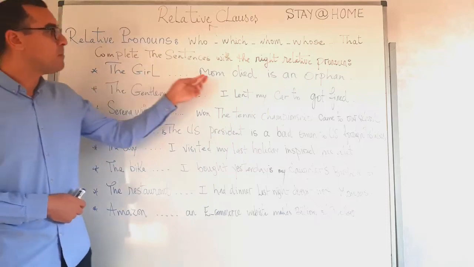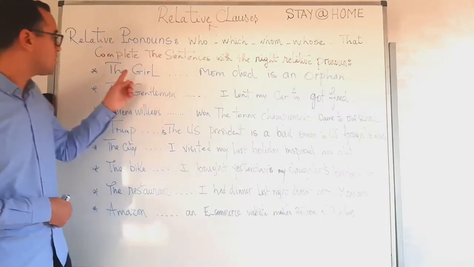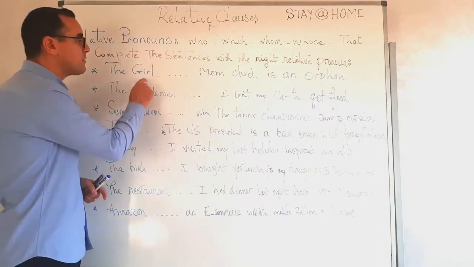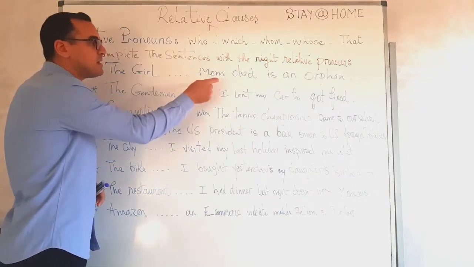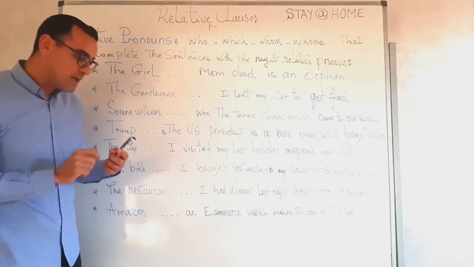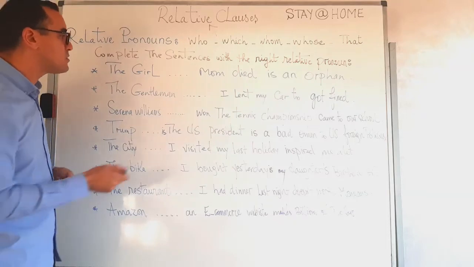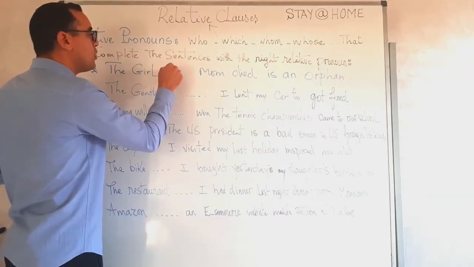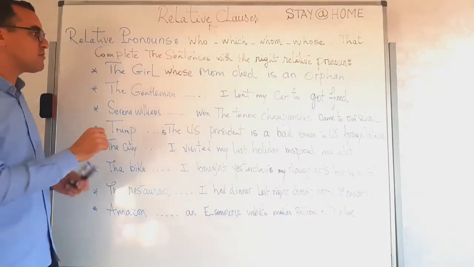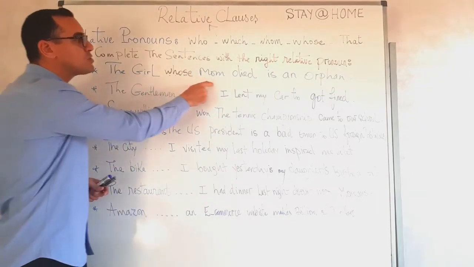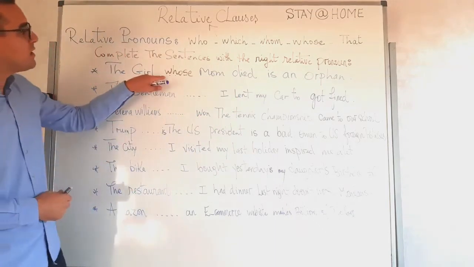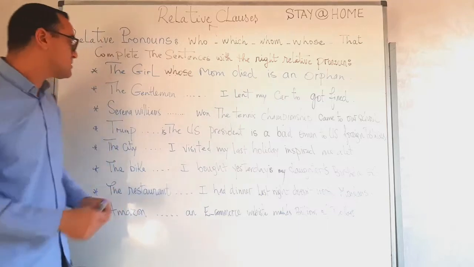We have: the girl mom died is an orphan. So we have to figure out the link between the girl and mom. It simply means that this woman here is the girl's mother. So we have a possessive case here, and the relative pronoun that we need to insert is whose: the girl whose mom. Okay, we have a possessive pronoun here. So the girl whose mom died is an orphan. Here we have a defining relative clause.